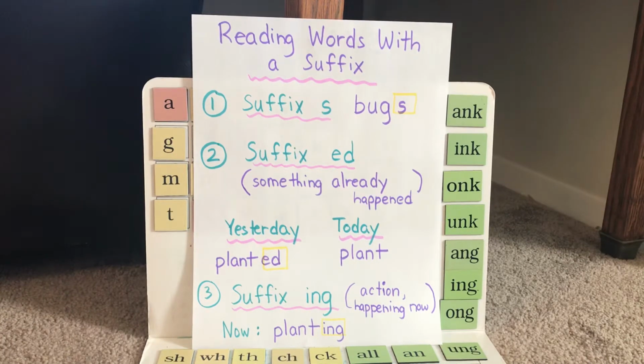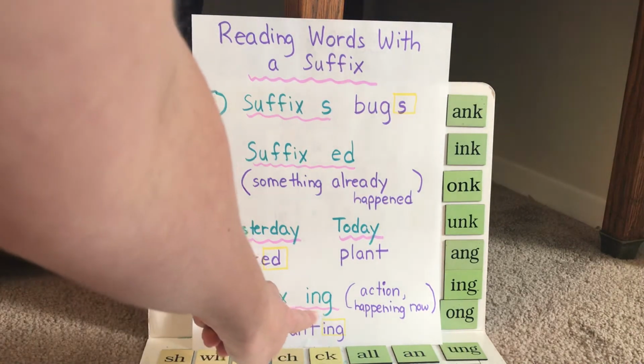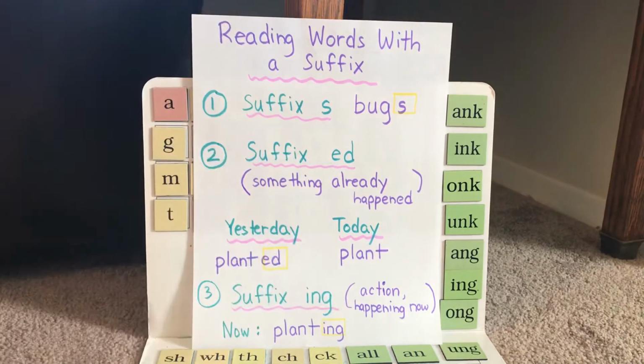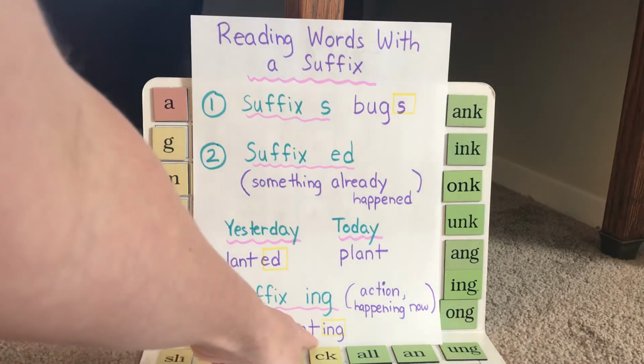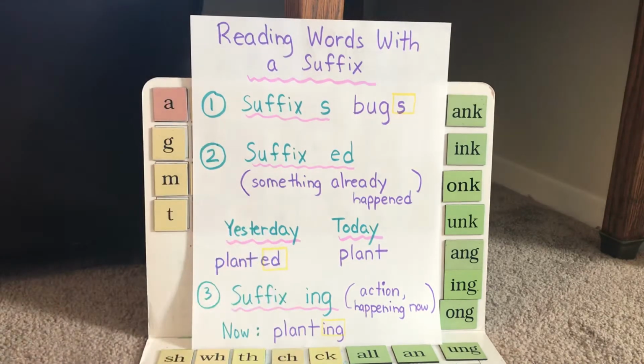Now, the last suffix we're going to learn about is suffix ing. Now, if you add ing to a word, that's making it an action word. It is something that is happening now. So, this word says plant, and then when I add the suffix ing, planting. I am planting the flowers right now, right? But that's not really true for what I'm doing. I am making a video right now. So my action word with suffix ing was making in that sentence.